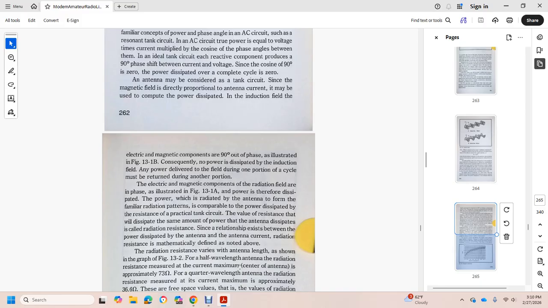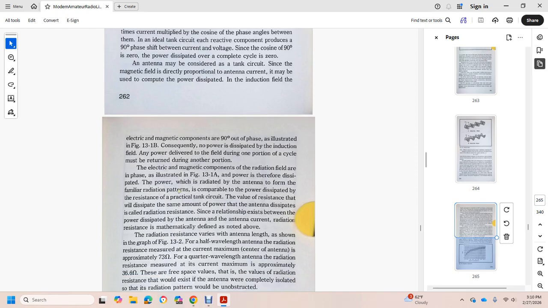The relation that exists between the power dissipated by the antenna, the current, and the radiation resistance is mathematically defined as noted above.